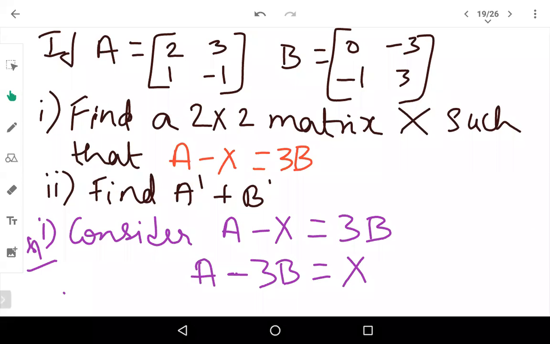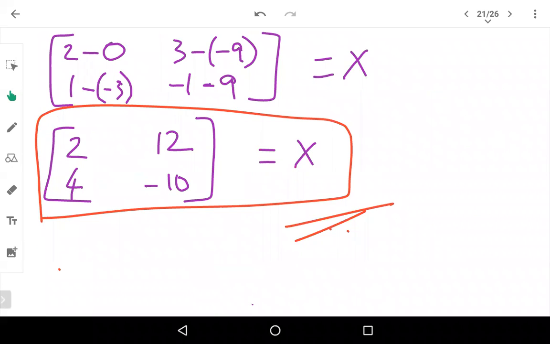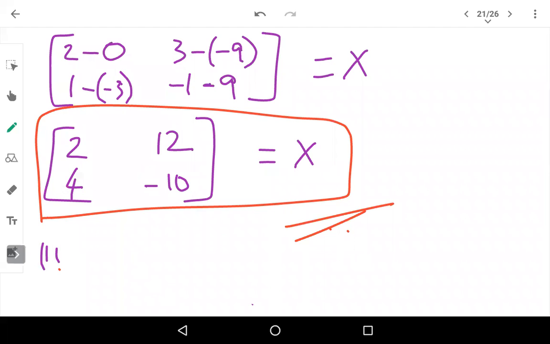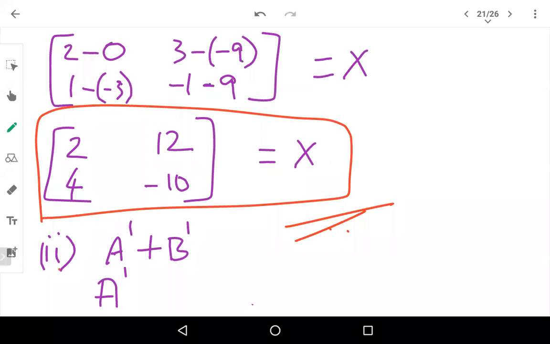Now here let us find out what is A transpose and B transpose. So we are finding A transpose plus B transpose. For this, let us find A transpose first. Transpose is nothing but changing the rows into columns and columns into rows. So that is known as transpose. So first we will find A transpose.